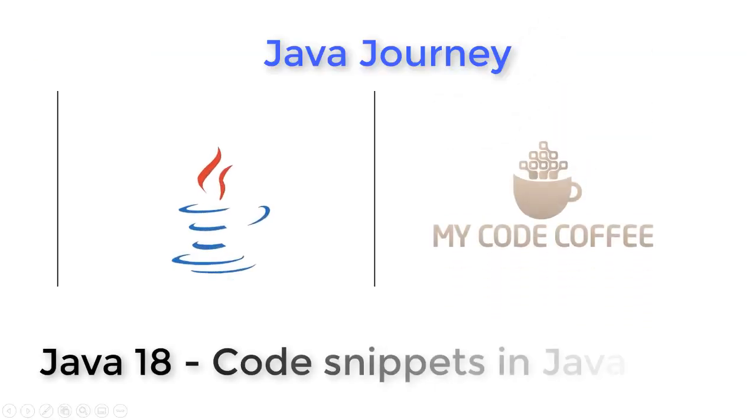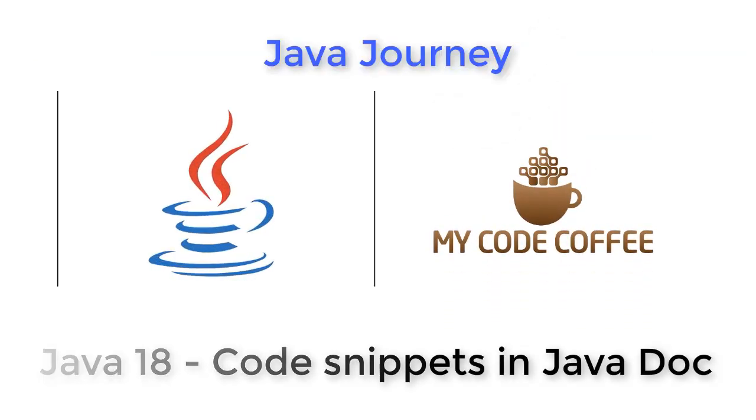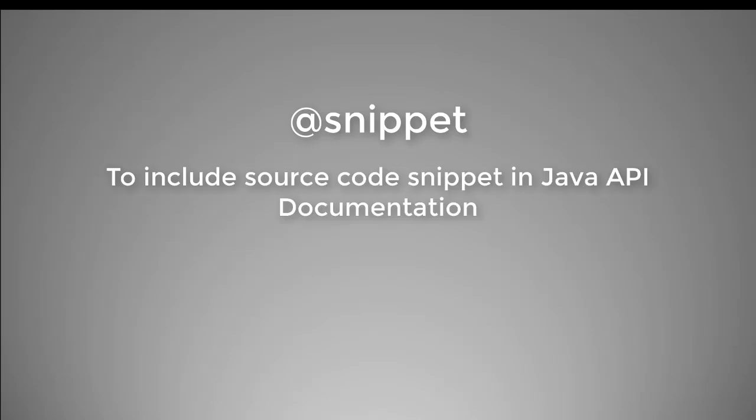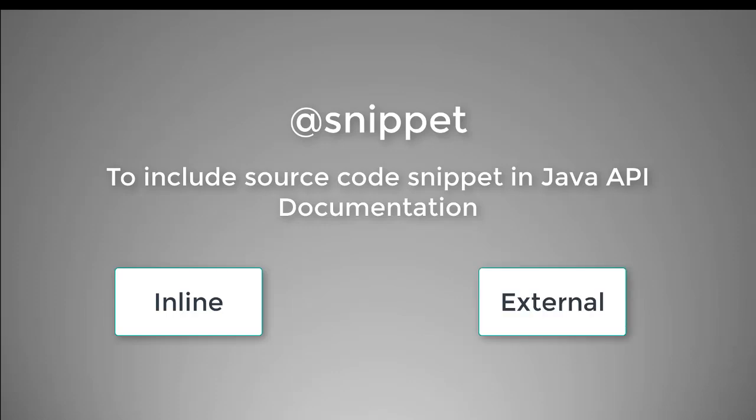Next feature that I want to discuss is code snippets in Java API documentation. Java 18 has introduced a new tag called snippet, and using this tag you can include source code in API documentation. There are two ways to do that, inline and external. So let's see the inline part first.